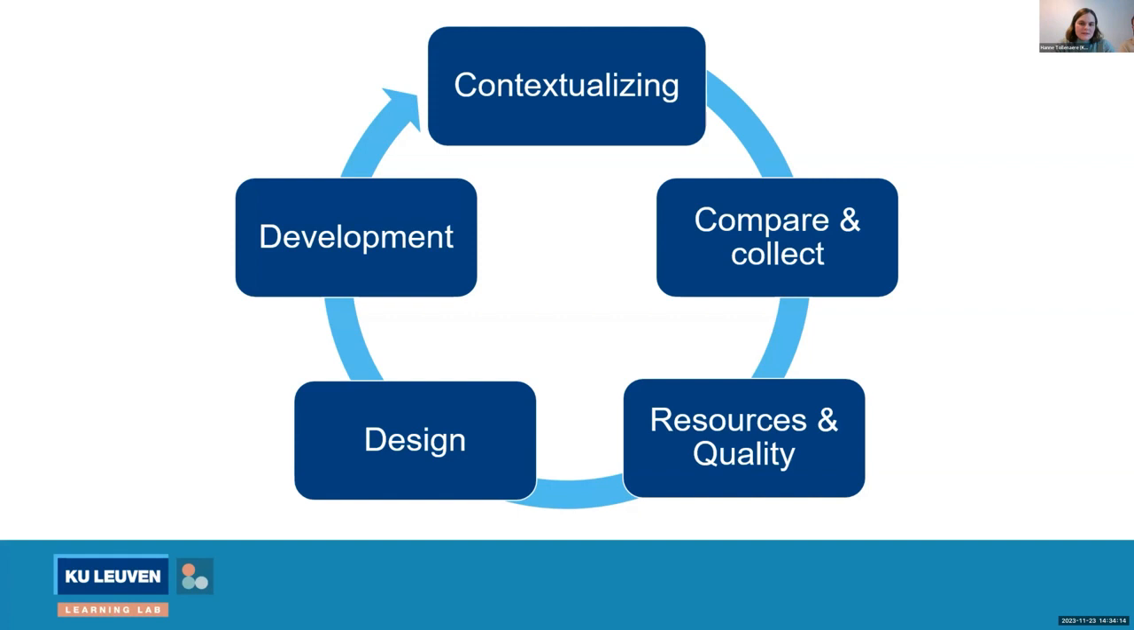Then the third step is resources and quality. In this step, we ask you to define some quality criteria that you aim for with the multimedia product, and also to think about the resources that you have available, both in terms of time and money, but also who you can count on. Do you have someone internally or externally that you can rely on to support you in this process?